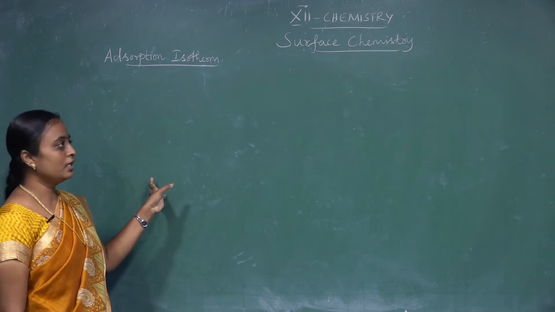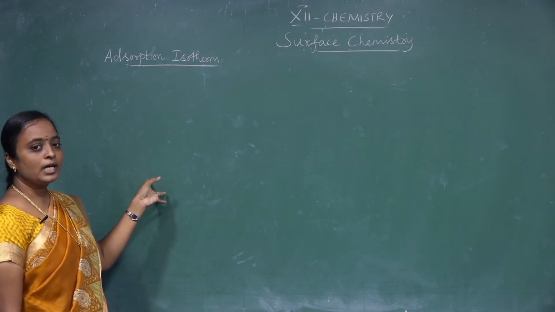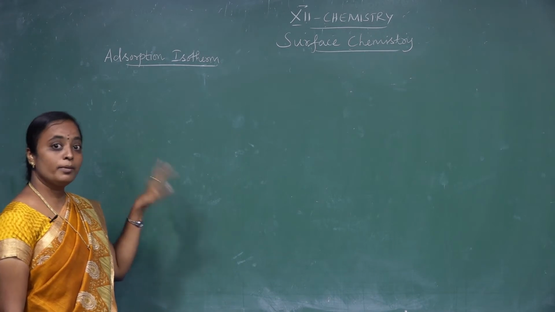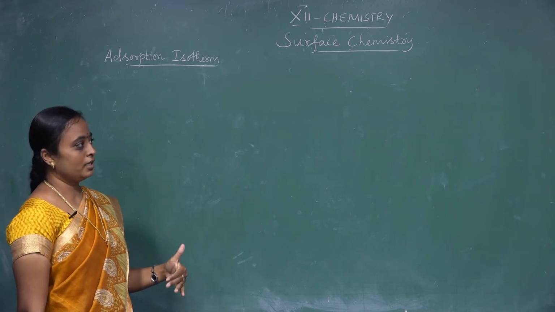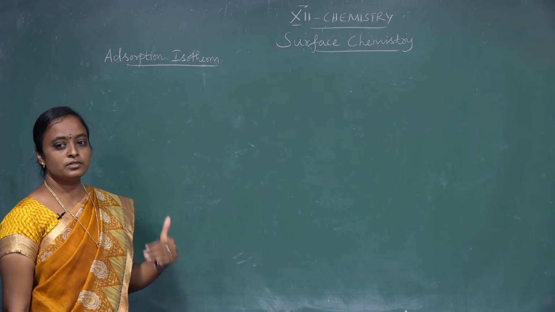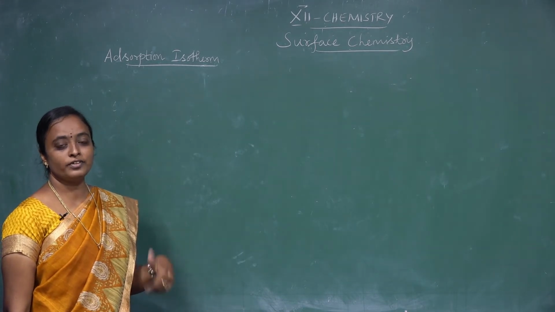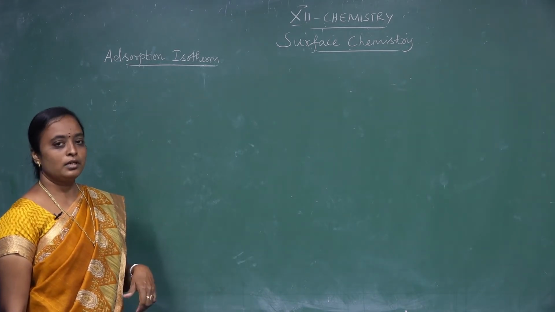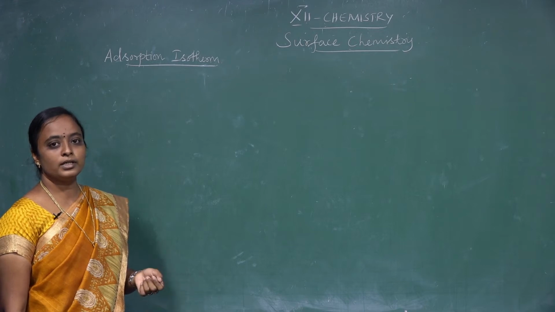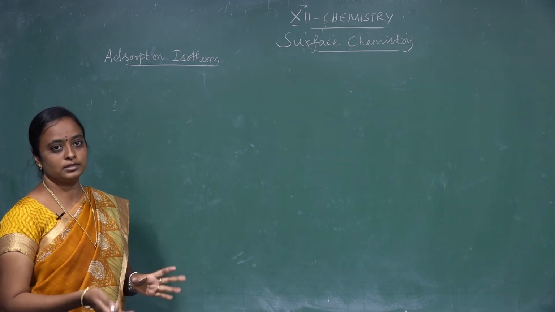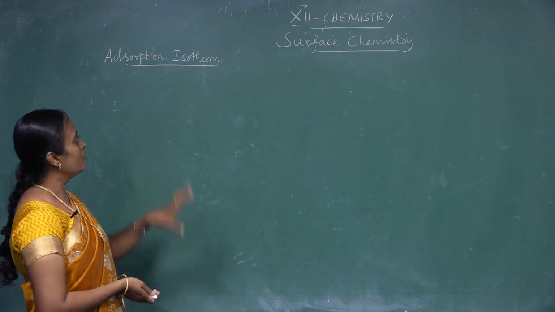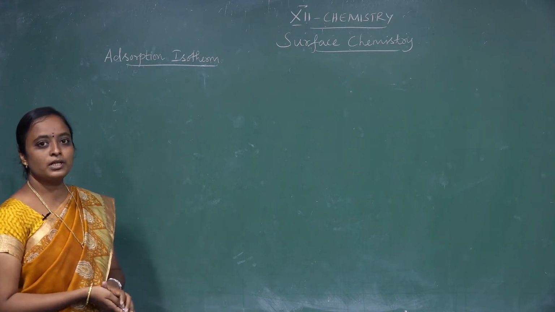And what is called adsorption? What are adsorbate and adsorbent, we know. The adsorbate means the substance which is going to be held on the surface of the adsorbent. Usually we use activated charcoal as the adsorbent. And what is called adsorption isotherm?